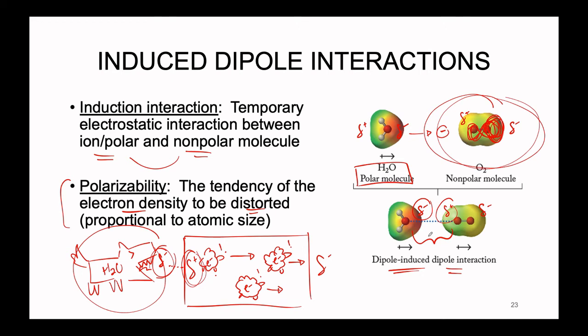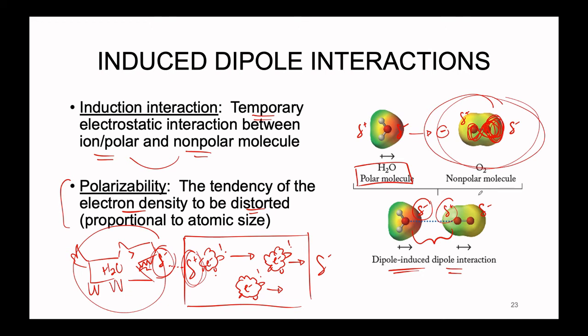This type of interaction is labeled as temporary because once this water molecule leaves, right, like once the wolf gets bored and decides to go away, the sheep will redistribute back across the field. The thing that is normally nonpolar will return to being nonpolar.